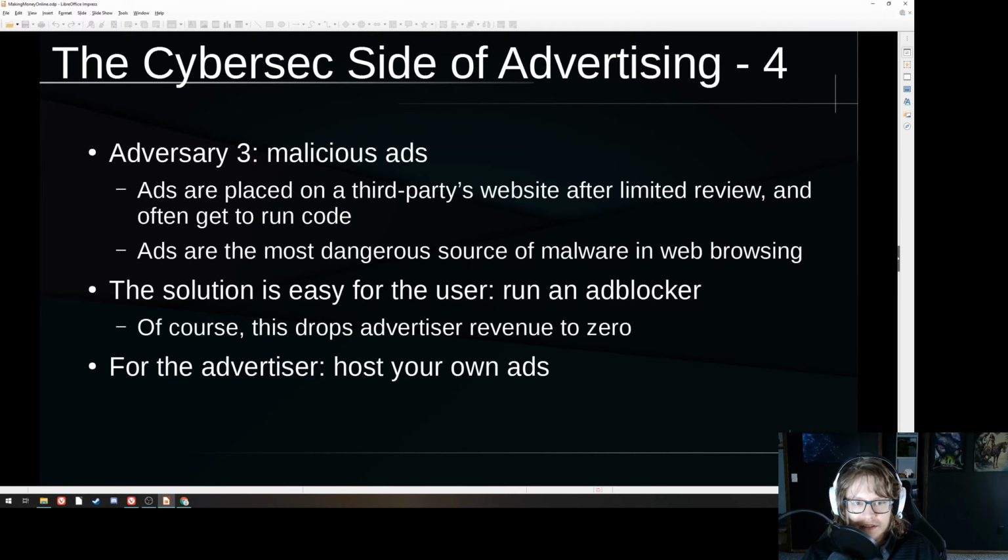The cybersecurity side of advertising here is malicious ads. By malicious, I mean advertisements that install malware on your machine, redirect you to anything that you wouldn't want your machine to do, install covert cryptocurrency miners, anything like that.